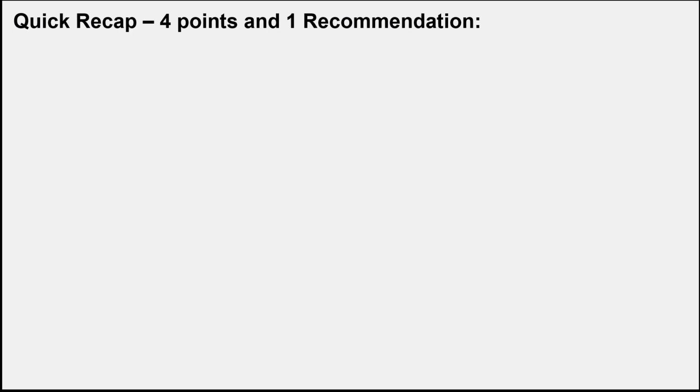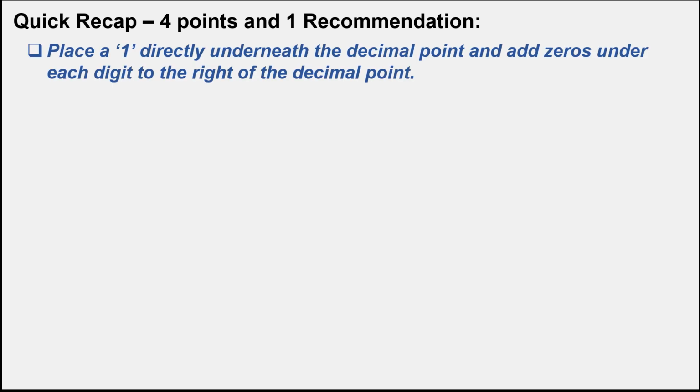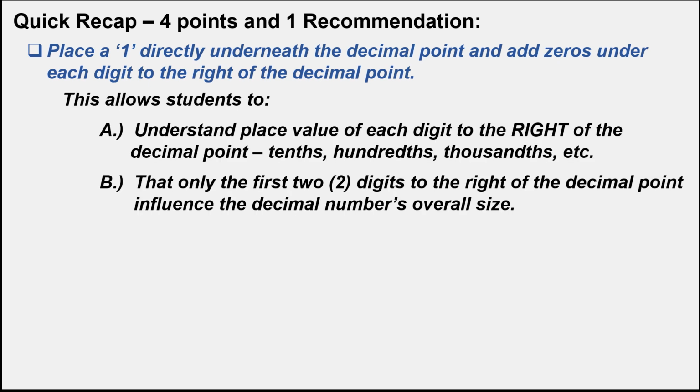A quick recap of the video. 4 main points and 1 recommendation. Point 1. Place a 1 directly underneath the decimal point and add zeros under each digit to the right of the decimal point. This allows students to A. Understand place value of each digit to the right of the decimal point, the tenths, the hundreds, the thousands, etc. And B. That only the first two digits to the right of the decimal point influence the decimal number's overall size.